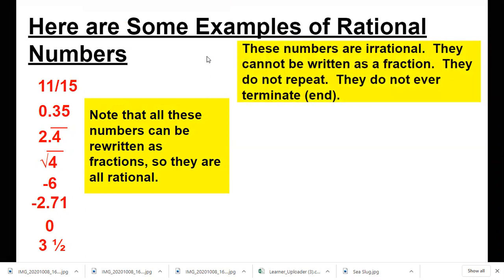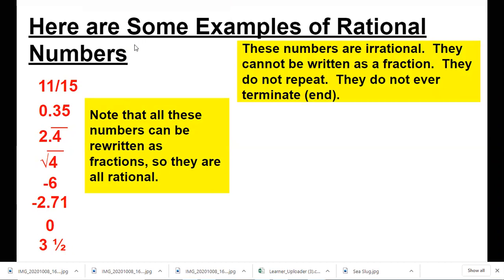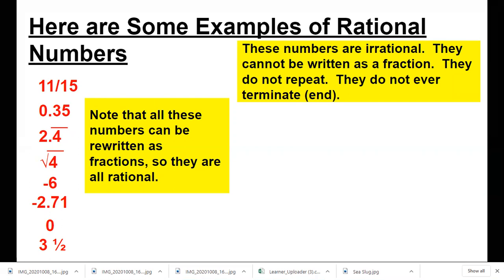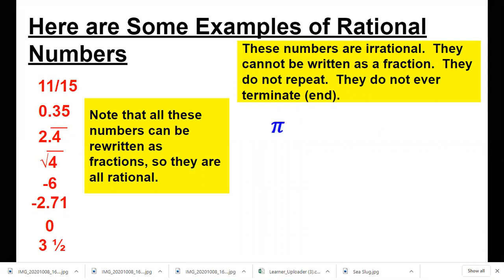What does this say? These numbers are irrational. They cannot be written as a fraction. They do not repeat. They do not ever terminate. That means to end. They never, ever end. They go on forever and ever, and they don't repeat in a pattern. Pi is such a number. That number for pi, does anybody know what it is? What is pi?